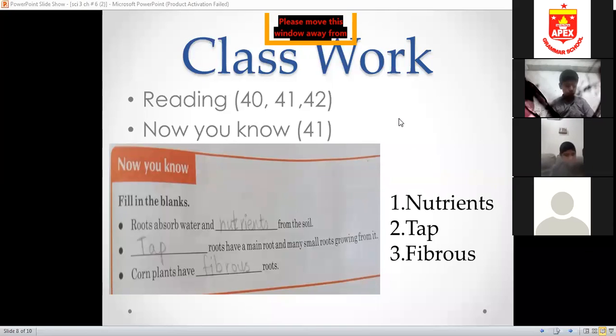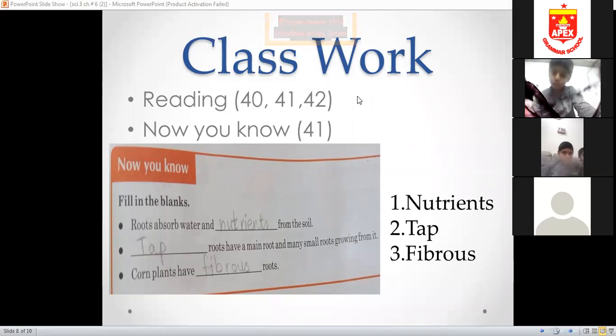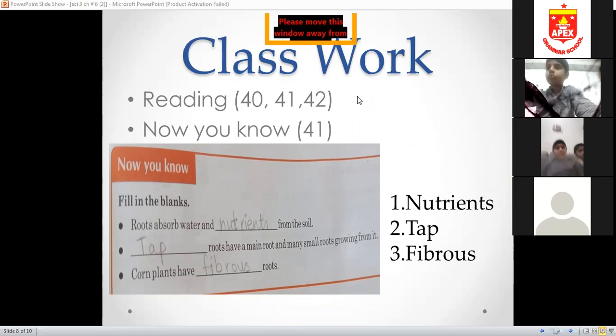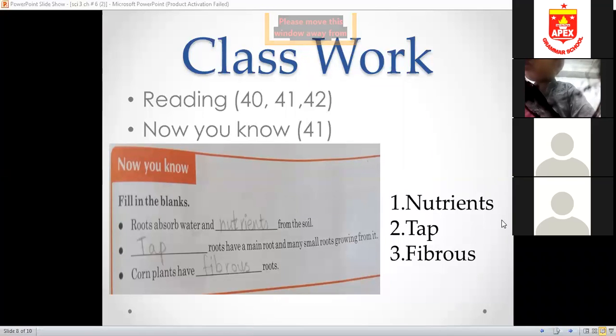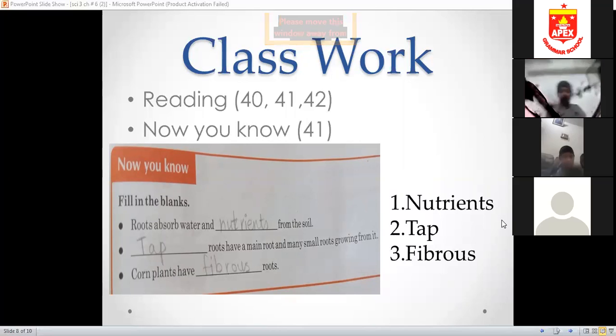Okay, thank you, Zayan. So on page number 41, there is an exercise, now visible on your screen. Take a pencil in your hands and fill it in your books. First one is: roots absorb water and dash from the soil. In the first blank, you are going to write nutrients. Second one is the dash: roots have a main root and many small roots growing from it. They are the tap roots. Corn plants have dash roots, that are the fibrous roots. Again, I am repeating: in the first blank, the answer is nutrients, and the third one, fibrous.